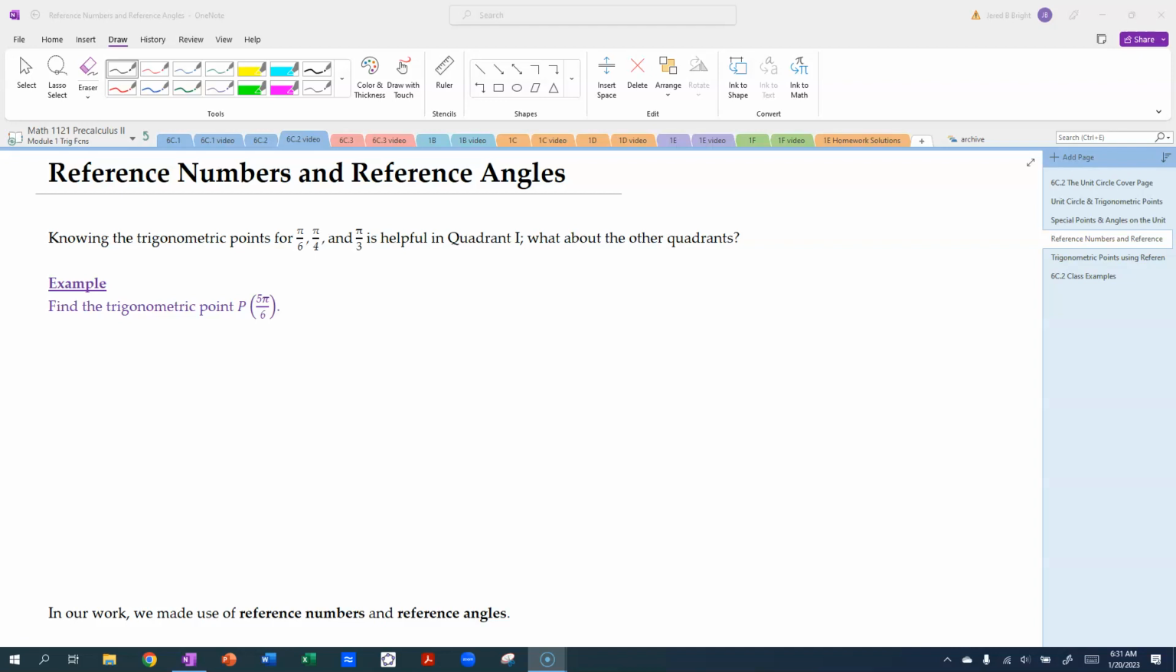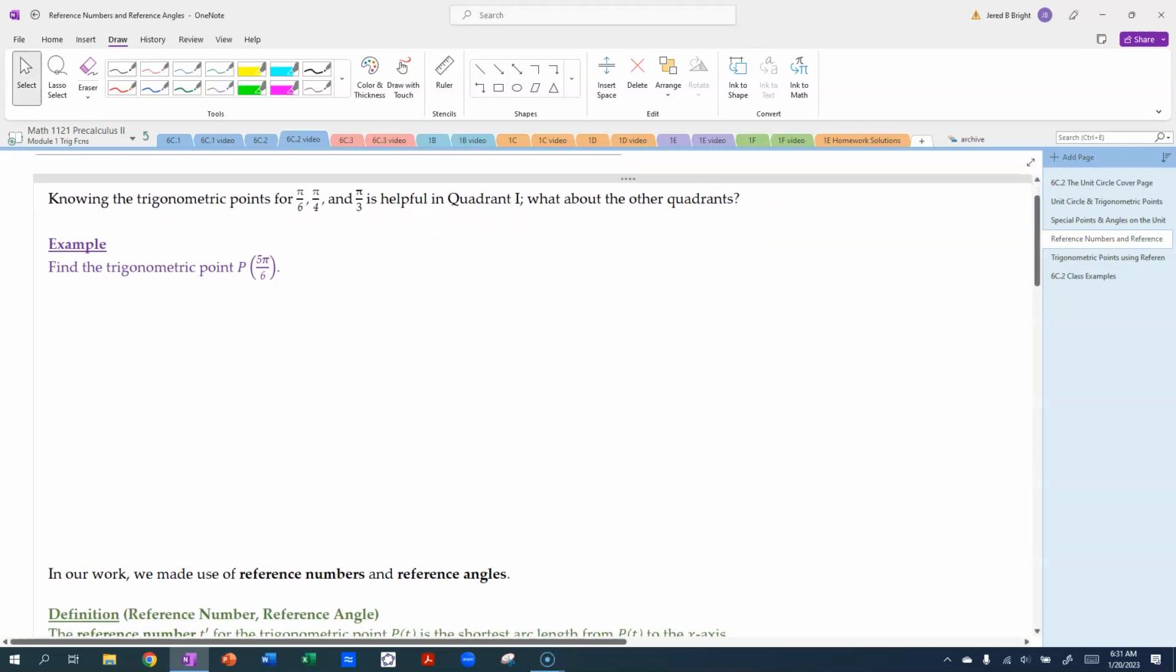Now we know trigonometric points for pi over 6, pi over 4, pi over 3, and the compass points too. But I think we can maybe extend our understanding of trigonometric points into other quadrants as well. Okay, and so we're going to begin with this example and then dissect what we do to help us generalize the process.